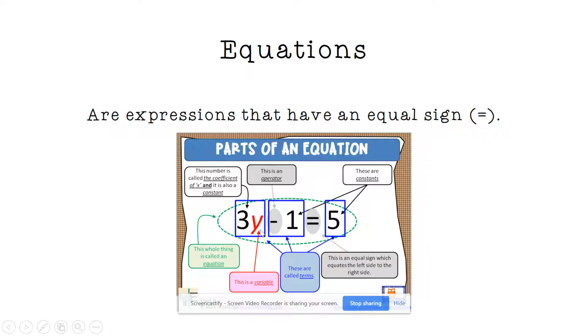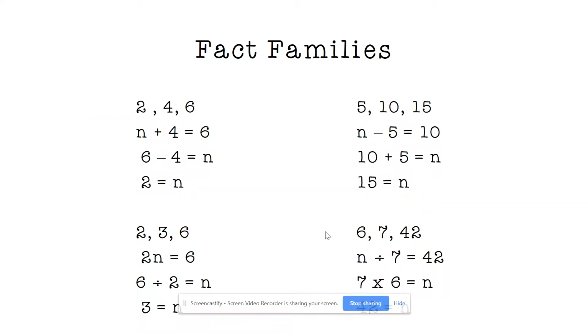But the number before the variable is the coefficient. The minus, plus, times, or dividing is going to be our operator. These two numbers are going to be our constants. The three things by themselves are going to be called terms. And the equal sign tells us that whatever's on the left side is going to be equal to the right side.